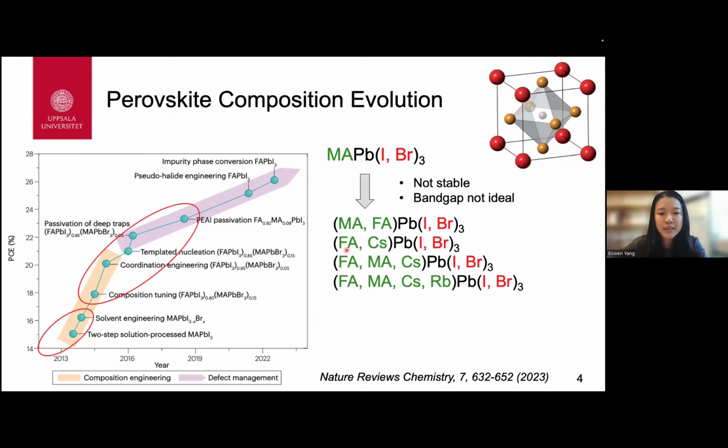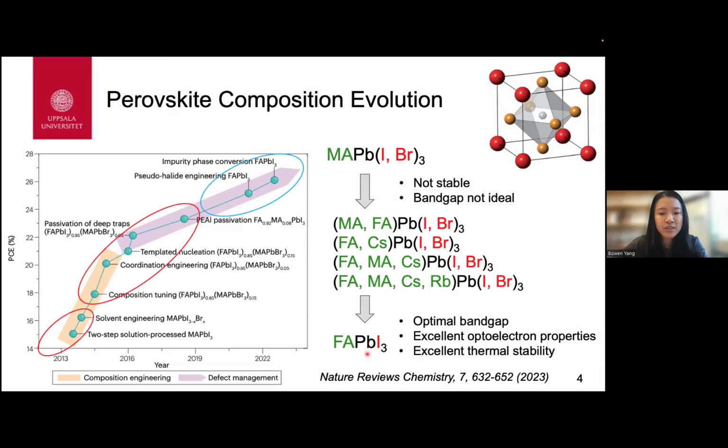Therefore, researchers began to play around with the composition of the perovskite material, mainly trying mixing various cations and halides, aiming to make the perovskite more stable and its band gap more ideal for highly efficient and stable solar cells. Then in recent years, we started to realize that formamidinium lead iodide is a very promising candidate with great potential to deliver highly efficient and stable solar cells.